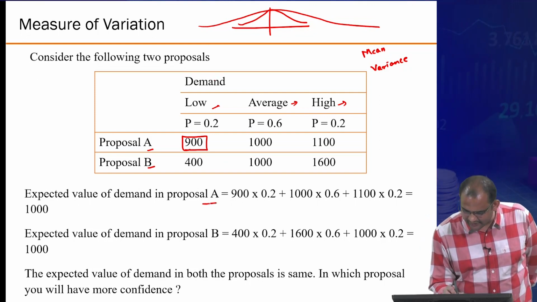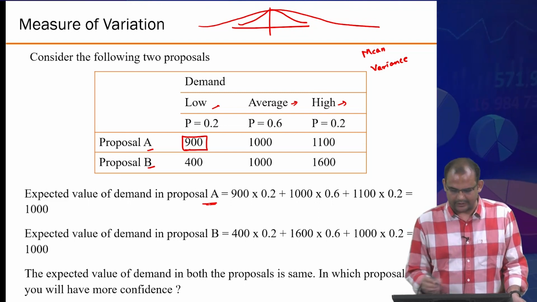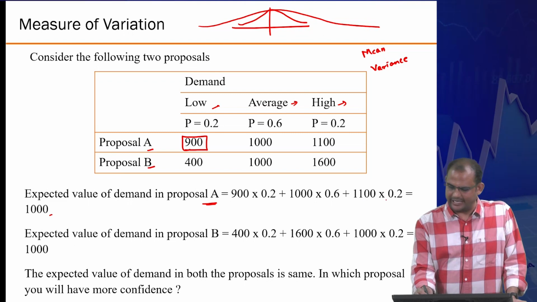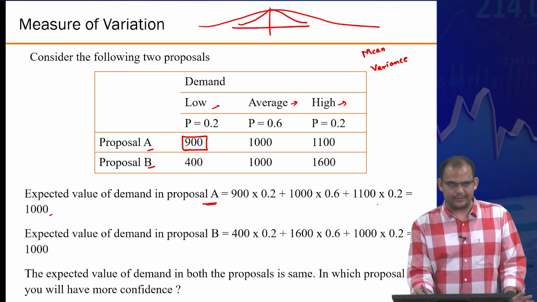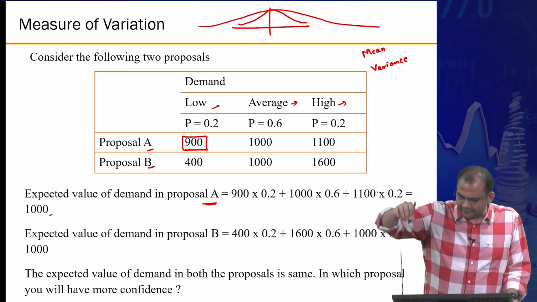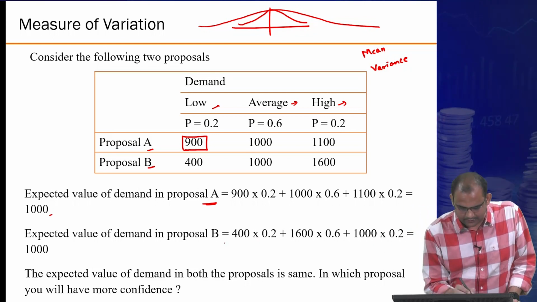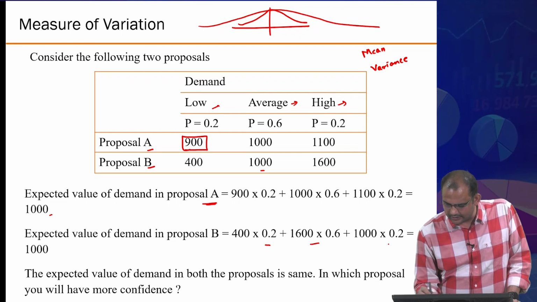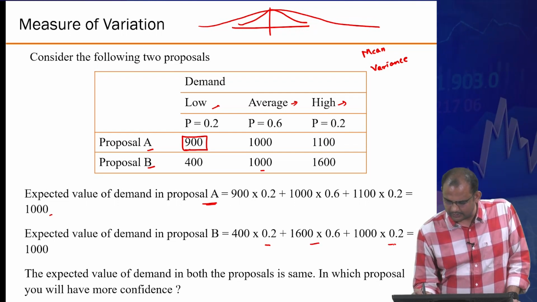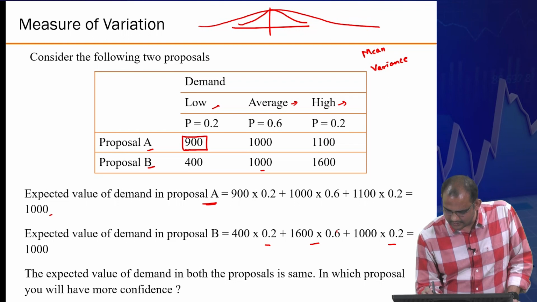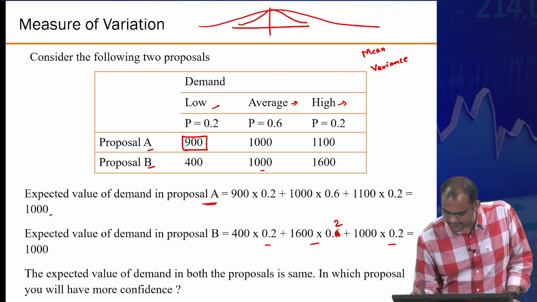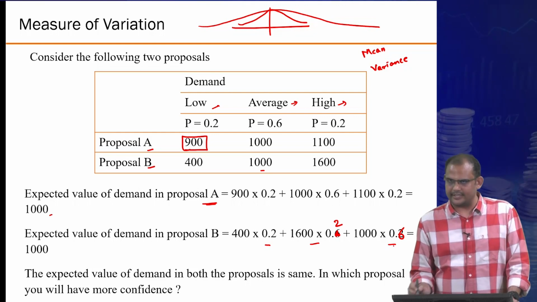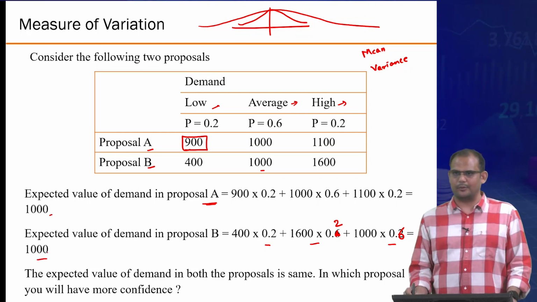So what is the expected value of demand in proposal A? 900 into 0.2 plus 1000 into 0.6 plus 1100 into 0.2, which is 1000, right? Expected value of demand in proposal B is also 1000: 400 into 0.2, 1000 into... oh, I made a mistake. This should be 0.2 and this should be 0.6. 1600 into 0.2 and 1000 into 0.6, and you will find this value also comes out to be 1000.